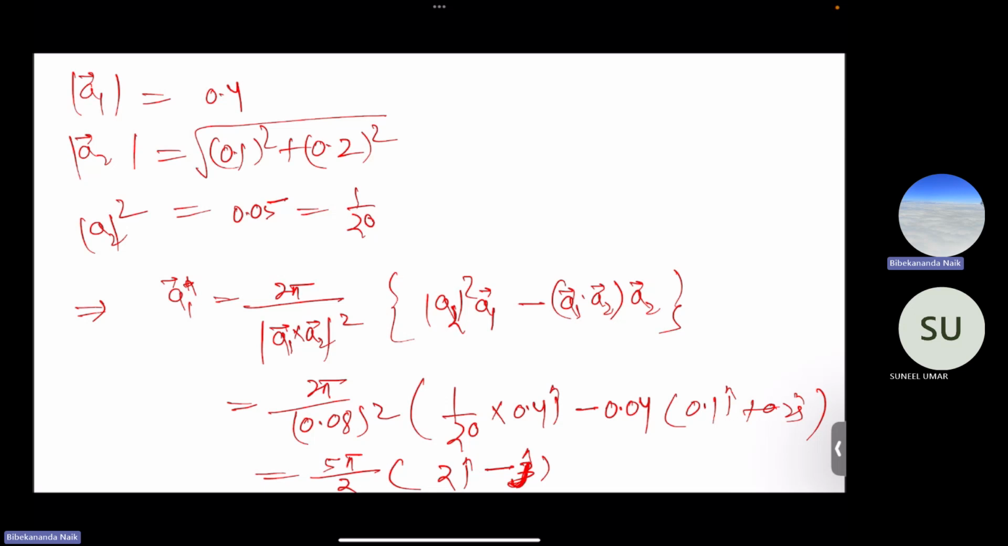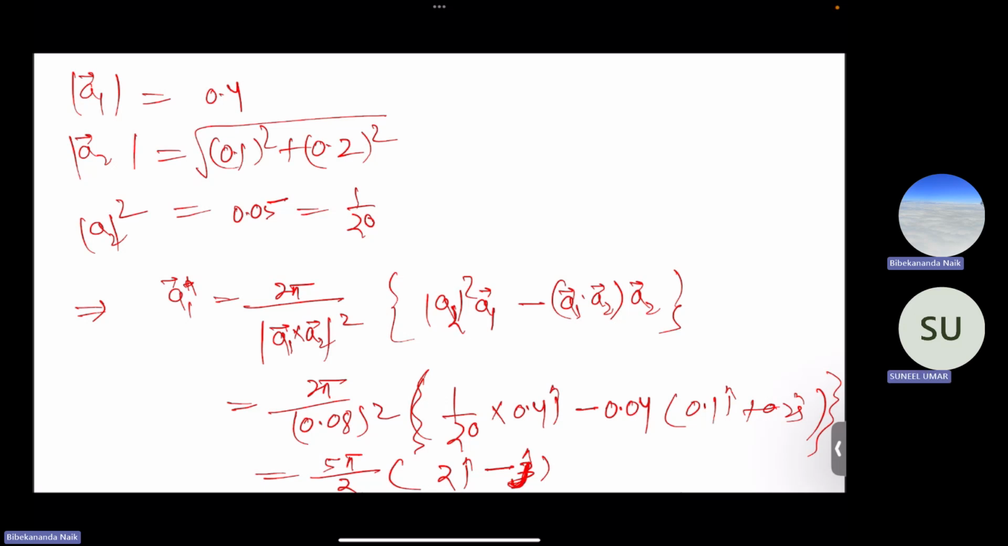Are you getting it? Yes, sir. Up to now, okay. I will finally answer; I am calculating. Okay, sir. Finally, after simplifying, up to this will be the value, 5 pi by 2, 2 I cap minus J cap. I got it. Yes, now I calculated; after that I have to calculate it.